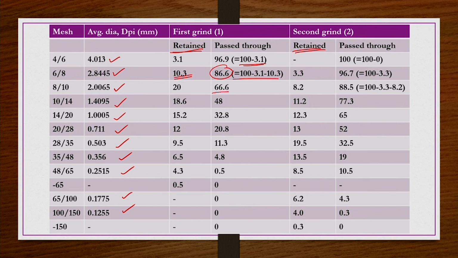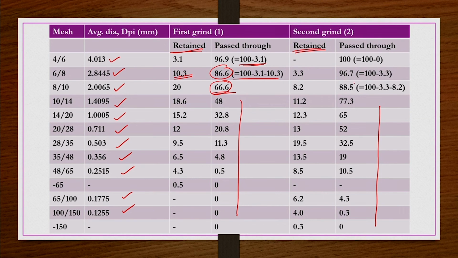Similarly, here 100 minus 3.1 minus 10.3 minus 20, that is 66.6% of material that has passed through screen 8. Like that, one can construct for all the screens how much percentage of material passed through for a given mesh increment. Similarly, one can do the same thing for the second grind here also. In the first grind, no material is retained on mesh 4, that means all the material passed through mesh 4, 100 minus 0, 100.